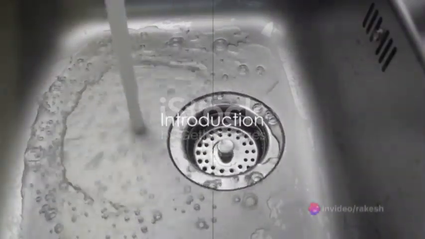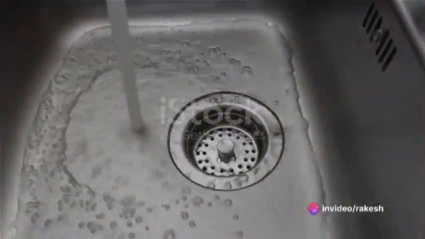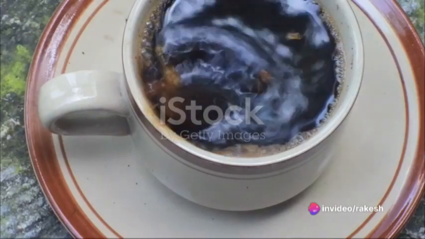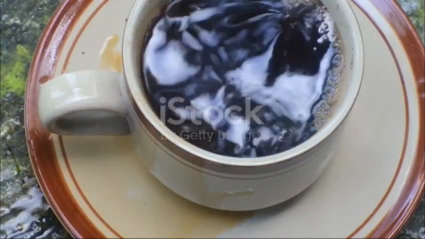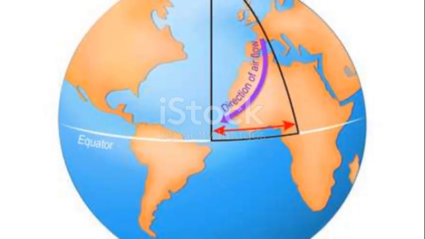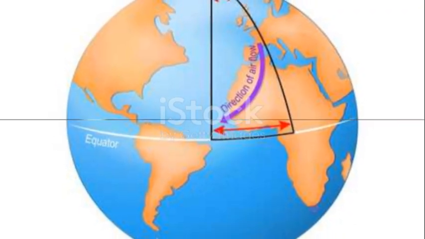Why does water in the sink always seem to rotate in the same direction? It's a question that might have crossed your mind as you watch the remnants of your morning coffee swirl down the drain. The answer lies in a phenomenon known as the Coriolis effect.